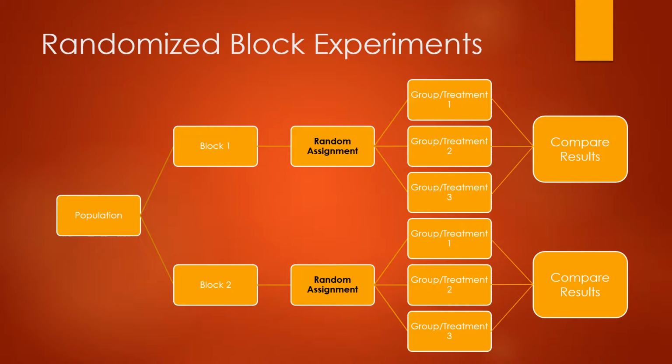We can see in the diagram that we start with the population, then we block the population, randomly assign each block into different treatments, and compare results much like we would with any other experiment.